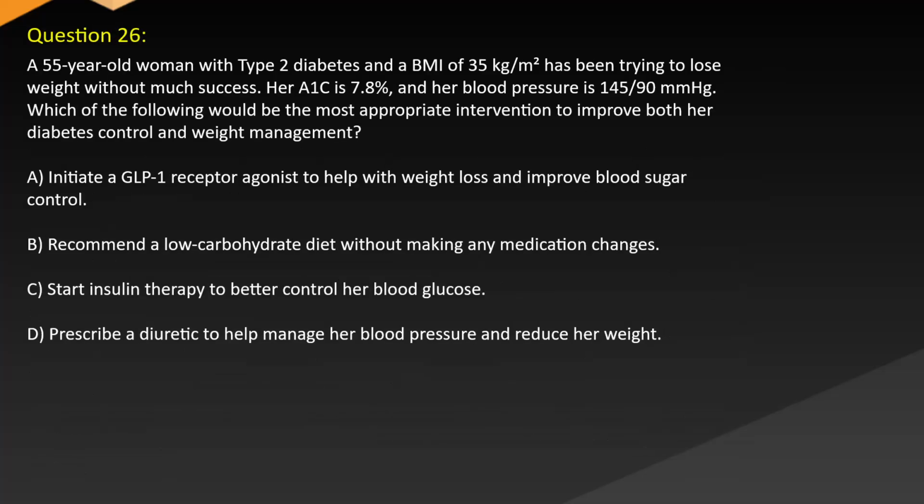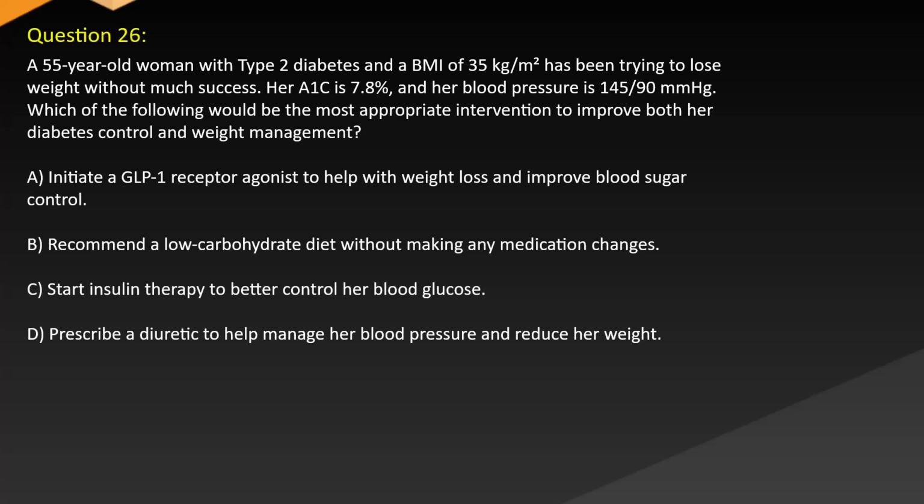Question 26. A 55-year-old woman with type 2 diabetes and a BMI of 35 kg/m² has been trying to lose weight without much success. Her A1C is 7.8% and her blood pressure is 145/90 mmHg. Which of the following would be the most appropriate intervention to improve both her diabetes control and weight management?